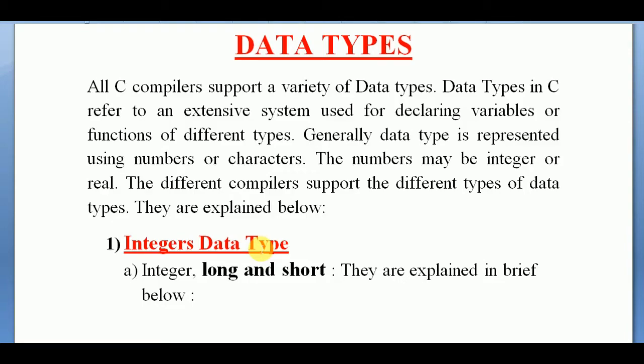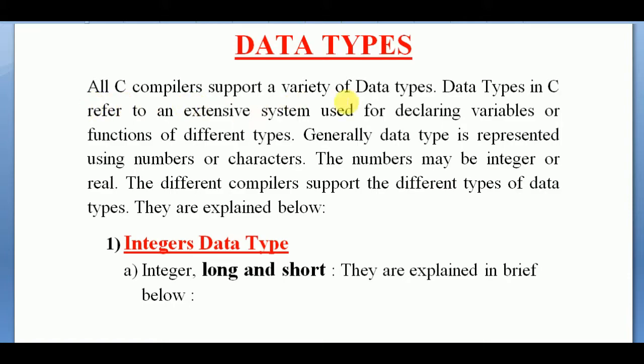So today in this video, I am going to explain about data types that are used in C programming language. So what are data types? Data types are nothing but they are used to define a variable in the C programming language. Now look at the notes here.